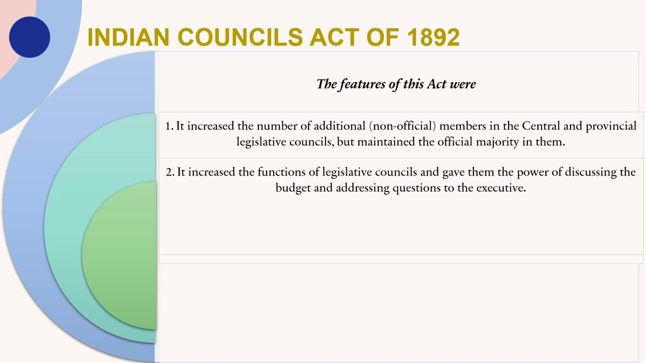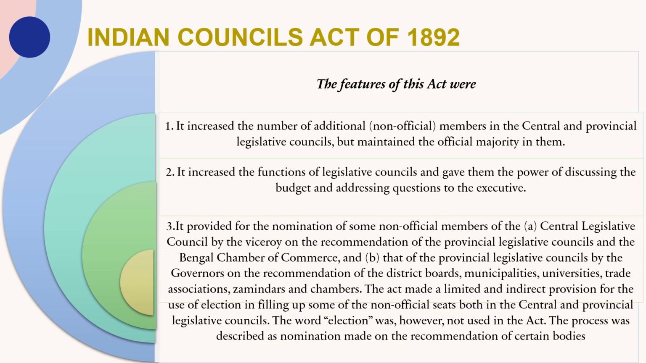It provided for the nomination of some non-official members to the central legislative council by the Viceroy on the recommendation of provincial legislative councils and the Bengal Chamber of Commerce, and to the provincial legislative councils by the governors on the recommendation of some district boards, municipalities, universities, like that. And the act made a limited and indirect provision for the use of election in filling up some non-official seats. The word election was not used in the act, it was just a process of nomination only.